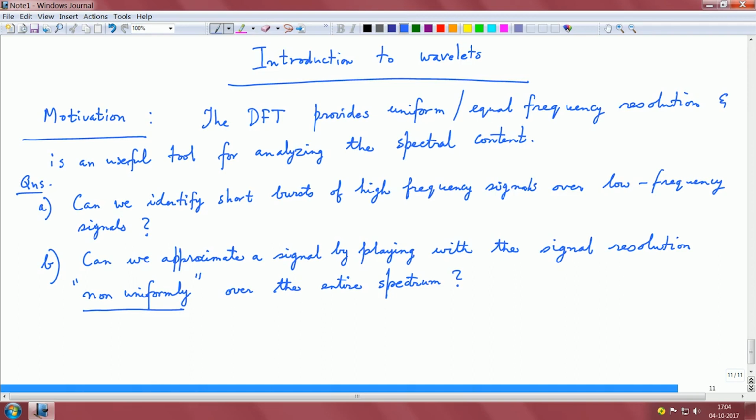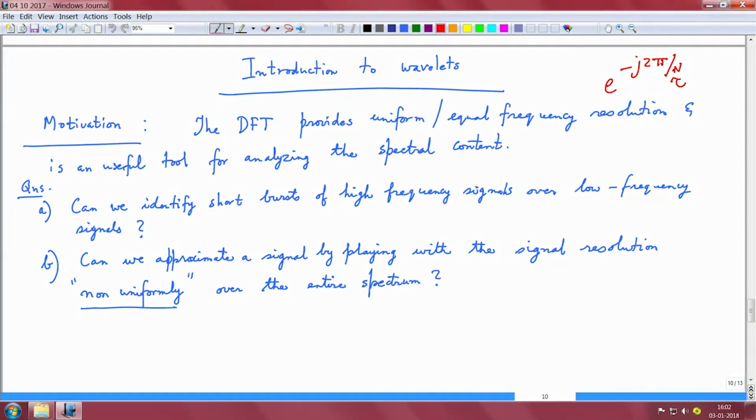Like if you think about the DFT, as I mentioned, it provides uniform frequency resolution, and you have this e power minus j 2 pi by n for an n component DFT, right. That means you are placing the same resolution for all the frequencies. So I think before we wrap up with this slide, it will be good to picture how non-uniform resolution versus uniform resolution is in the disk partition diagram.